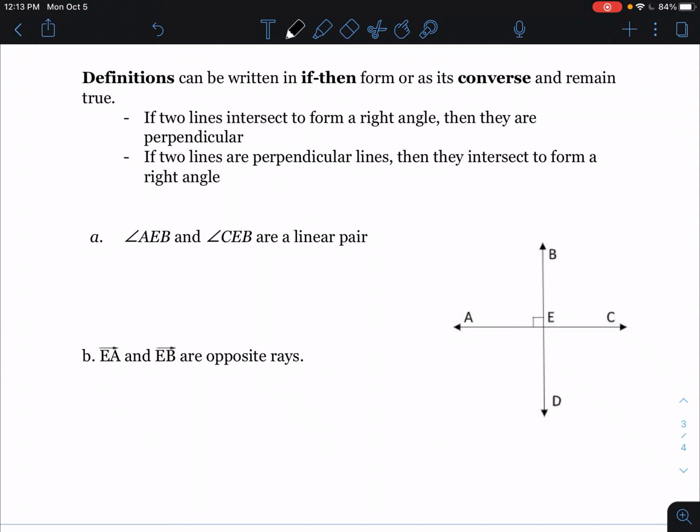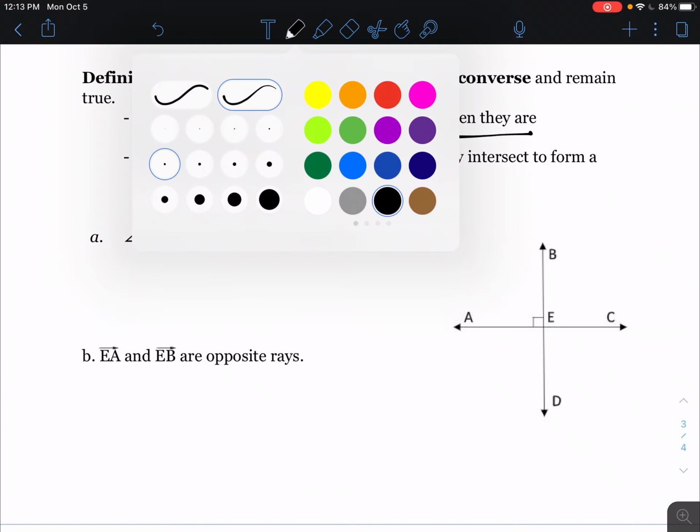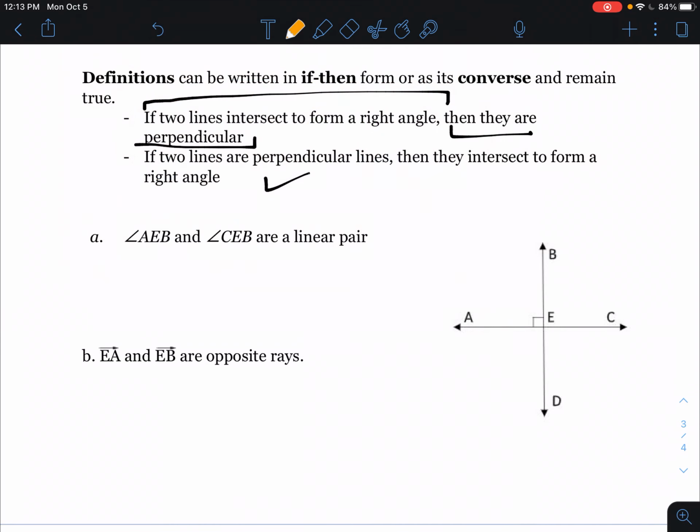Remember, the converse means you're going to exchange or flip the hypothesis and conclusion. So in this case, if two lines intersect to form a right angle, then they are perpendicular. We can flip this part with this part. Since it's a definition, it will still remain true. If two lines are perpendicular, then they intersect to form a right angle. So that still checks out because it's a definition. That's that special kind of statement where you can say the converse is true.